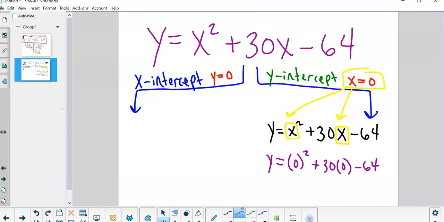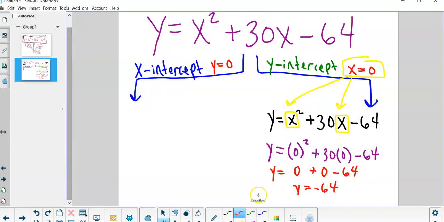And there's some pretty basic, easy math going on here. We know that 0 squared is the same thing as 0 times 0, which is going to end up giving us 0. 30 times 0 is also 0. And then I have this minus 64 over here. And don't forget to bring down your y is equal to. So 0 plus 0 is 0, and 0 minus 64 is y is equal to negative 64.